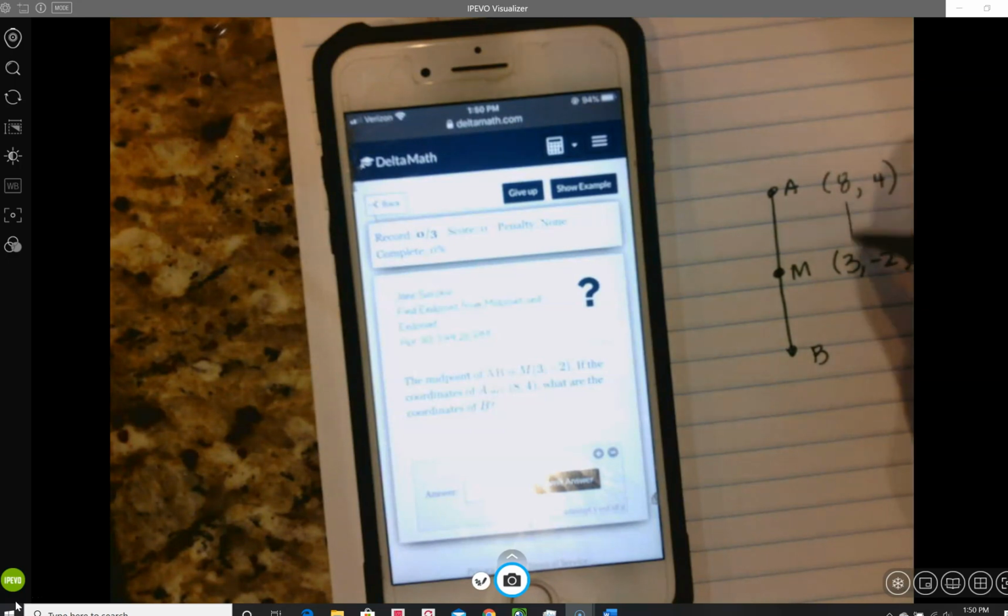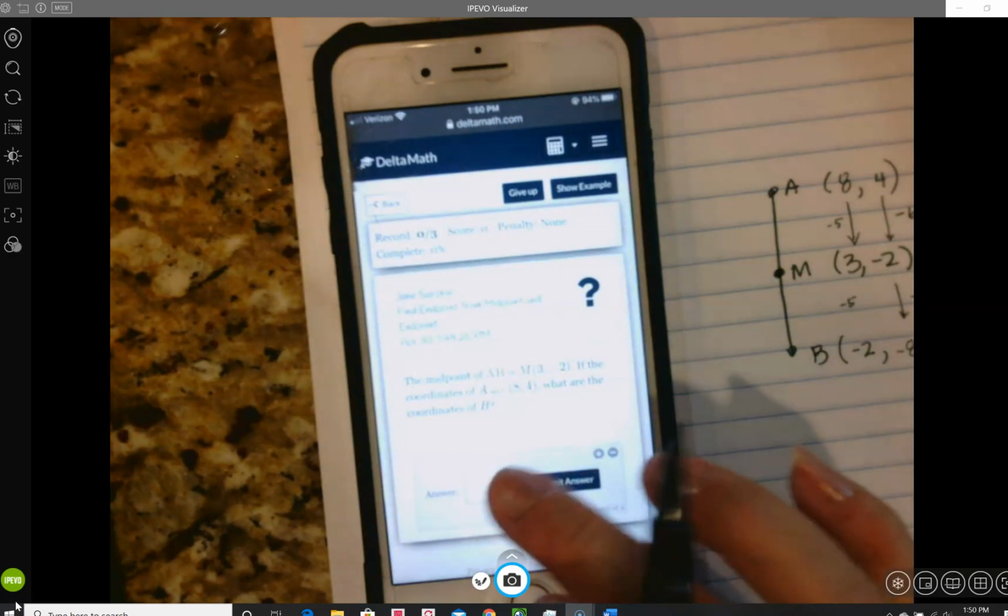To get from 8 to 3, I went down 5, so I'm going to go down 5 again, to -2. And to get from 4 to -2, that's down 6, so I'm going to go down 6 more. -2 minus 6 is -8.